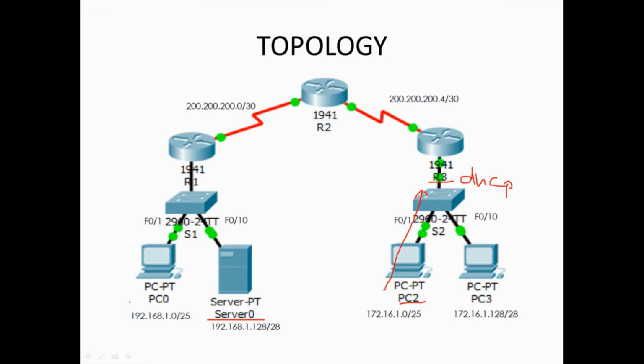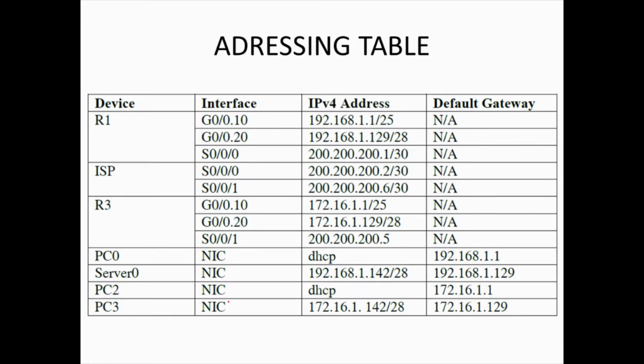On the other hand, we will also set up PC0 in automatic mode, and we'll try to acquire DHCP services from the DHCP server that we have set on 192.168.1.142. So basically, we have two parts. We are going to set up the DHCP server here on R3 and also set up the DHCP server on the server 192.168.1.142.